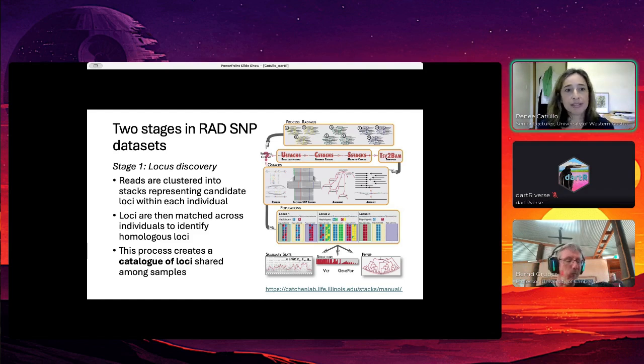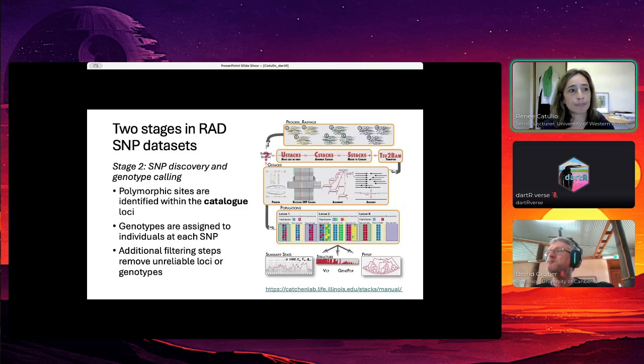So the first stage is locus discovery, which is this section right here, where you have all of your reads for a locus, and they're built into stacks, which are the reads representing the same allele. Then these are assembled into a catalog of loci. This is where they're getting aligned across all of the individuals. So you match those loci to identify which ones are homologous, so of the same evolutionary origin, and that creates this catalog of loci. Once you have that catalog, it's set. And you can only discover SNPs within that set of loci.